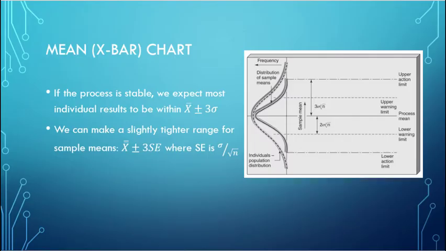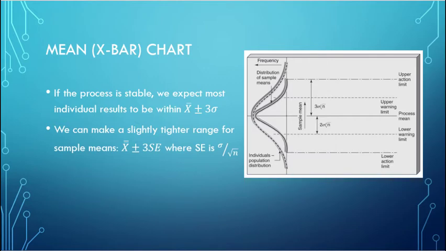So when we're calculating the chart to see if the means are in control, we're going to assume that the means come from a symmetric distribution that is unimodal, which means it has one peak. And if the process is stable, then we would expect most of the individual results to be within the average observation plus or minus 3 sigma.